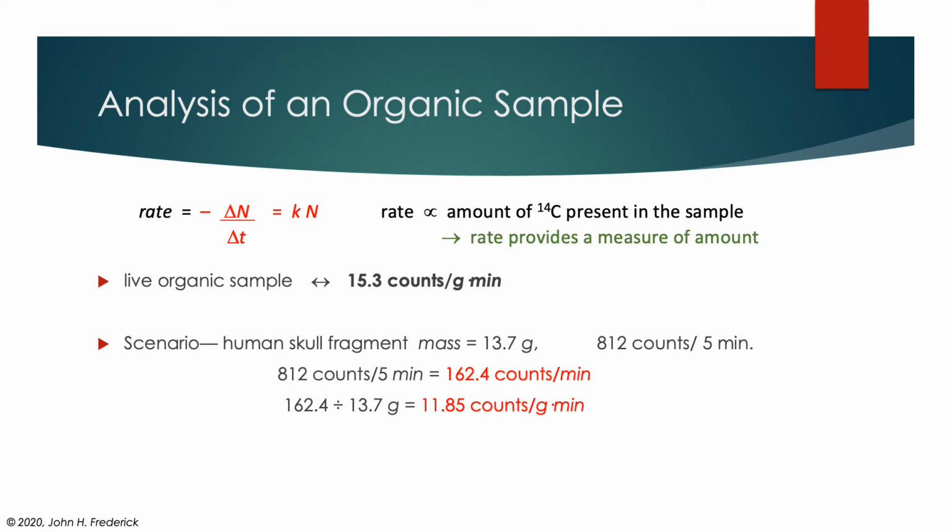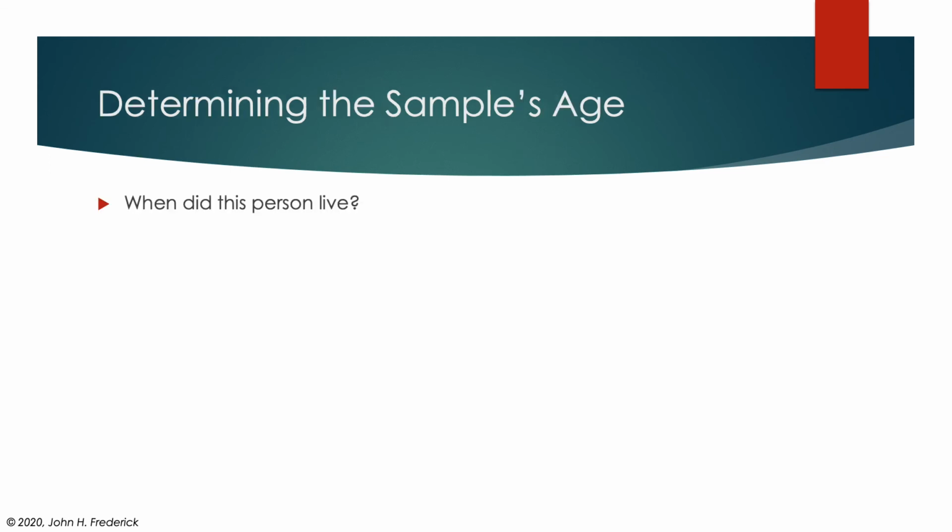That's the actual carbon-14 decay count from this human skull fragment. So what we want to do is compare that to the live sample and find out what percentage it represents. Well, it represents 77.5% of the expected number. So now we can use that along with a first-order rate law to begin to determine when this skull fragment had the 15.3 counts per gram per minute rate. That tells us something about when this person lived. So once again, from the carbon-14 analysis, we found that the current skull fragment has 0.775 of the carbon-14 relative to the amount we would have expected.